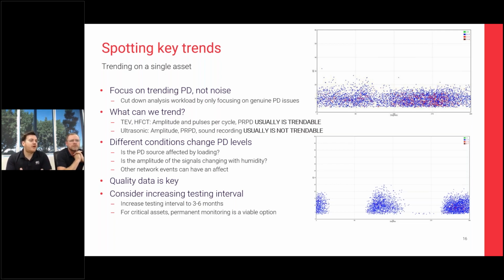If you're not finding PD and you're just doing general sweeps of your assets, traditionally we would recommend yearly testing for all of your HV assets. If you are starting to find PD problems, you're looking to trend and keep an eye on them, one thing you can do is increase that testing interval down to 3 or 6 months or whatever works best based on criticality. But you can also start to do full-time monitoring if an asset is deemed critical or the PD defect is high enough to warrant it.